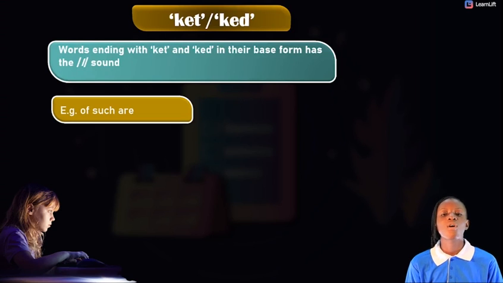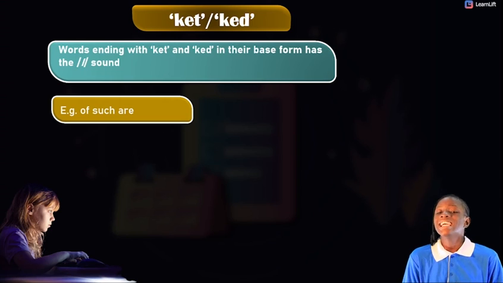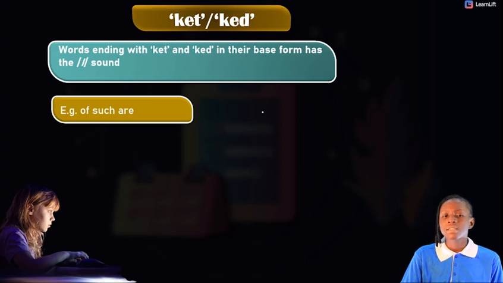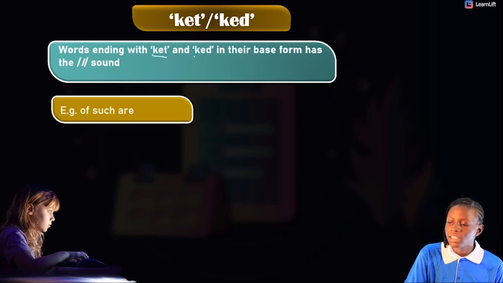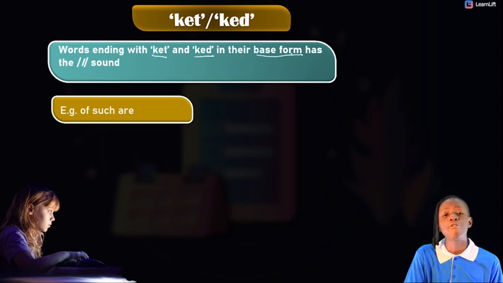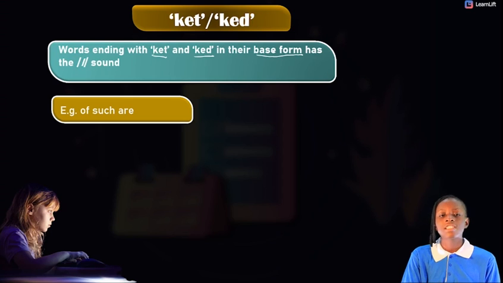Next we have the next one, spelling form, still on our E. Now we have another rule. It says words ending with KET and KED in their base form have the E sound. That's to say, even if my word ends with KET or KED, but it is not in its base form, it will not have the E sound. The rule must always be kept. We're looking at KET, KED, and then base form. Very important. Now look at words that have KED, but they're not in their base form, and words with KED that are in the base form, to see the difference.